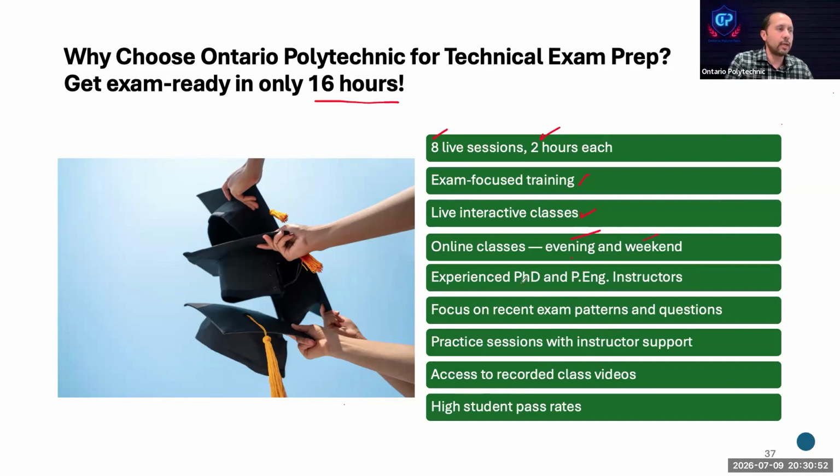We have very good and experienced teachers. All of them are university professors or experienced P.Eng. holders. We focus on patterns from previous exam questions, and we have some practice sessions. We have a dashboard where you can interact with other students and teachers. If you miss a session, or they assign you a question that you don't know the answer to, you can discuss it with the teacher. They are more than happy to help you.